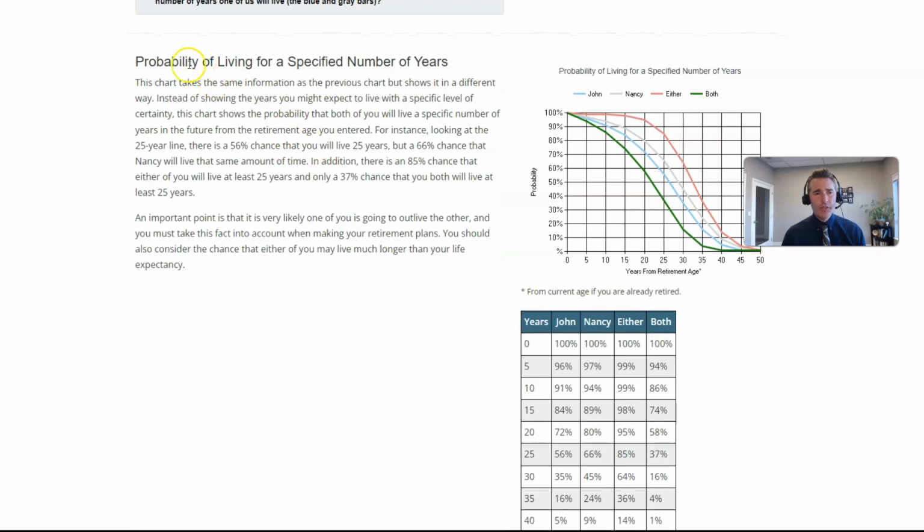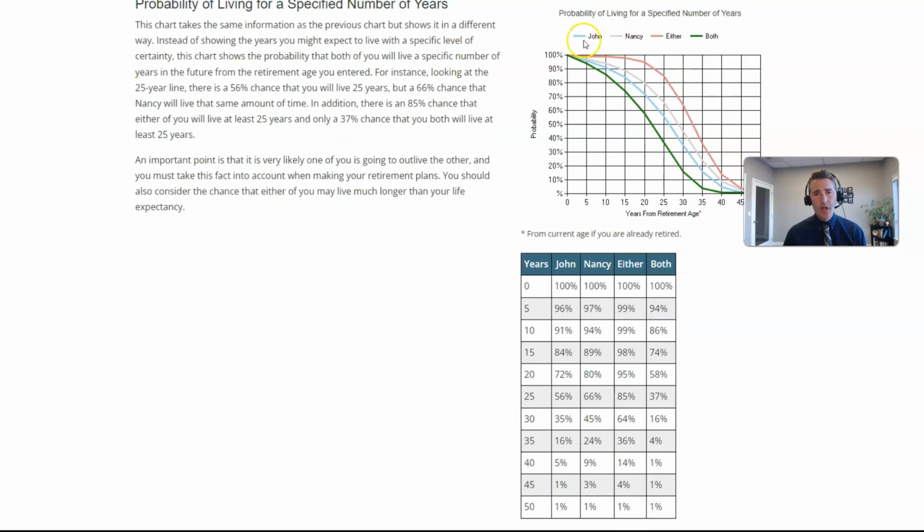The final chart that I want to show you is this one. It says the probability of living for a specified number of years. So you can see here the blue line is John, the gray line is Nancy, the red line is either of them, and the green line is both of them. You can see this blue line says that there is a 56% probability that John will still be alive in 25 years. There's a 66% probability that Nancy will still be alive in 25 years. There's an 85% probability that one of them will be alive in 25 years. And there's only a 37% probability that they will both be alive in 25 years.